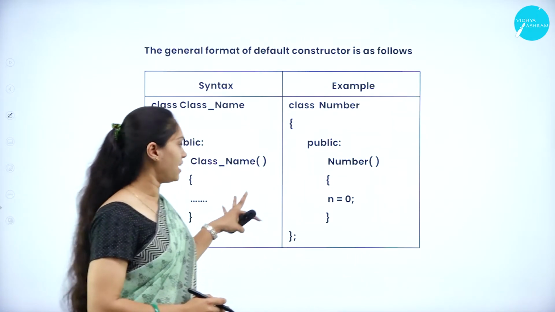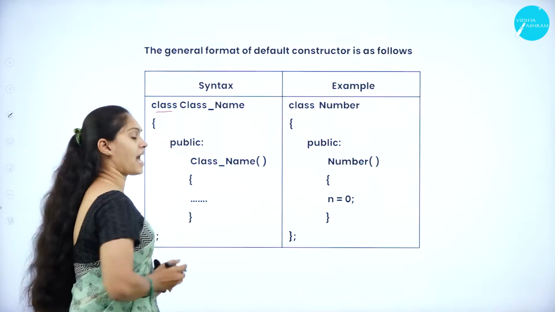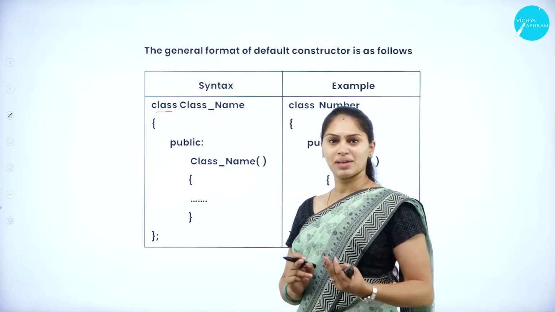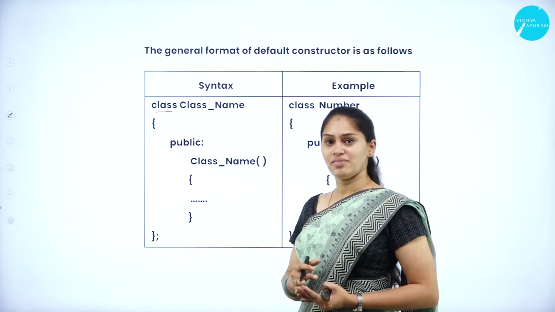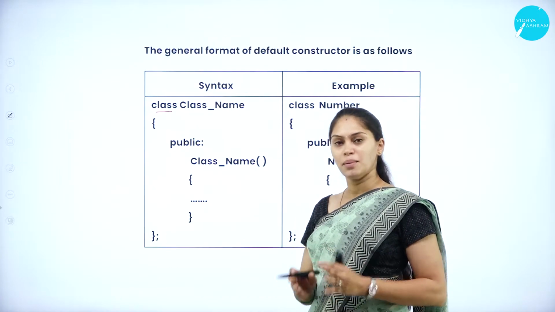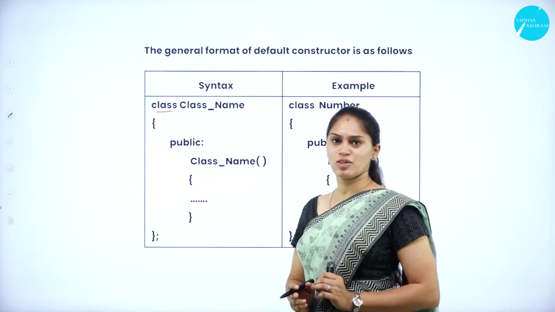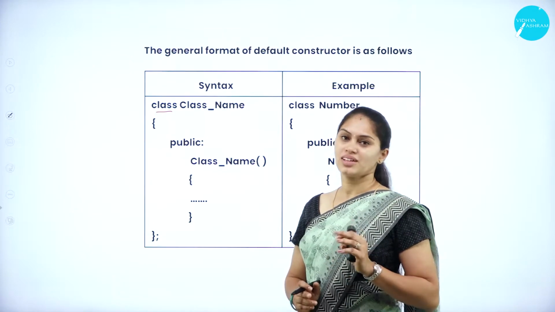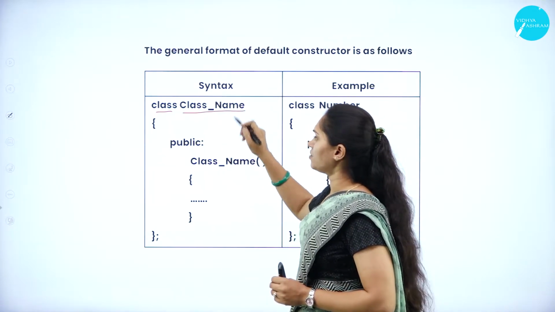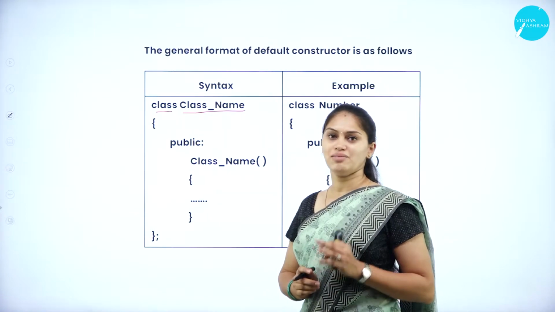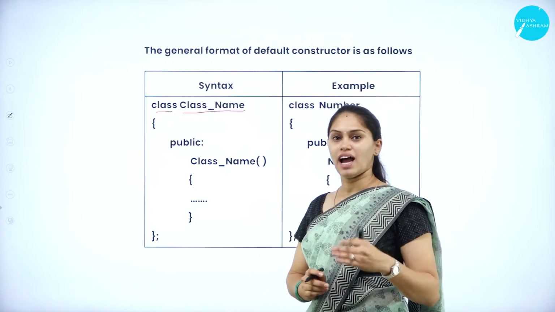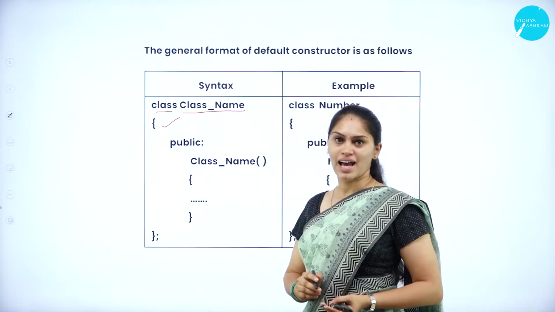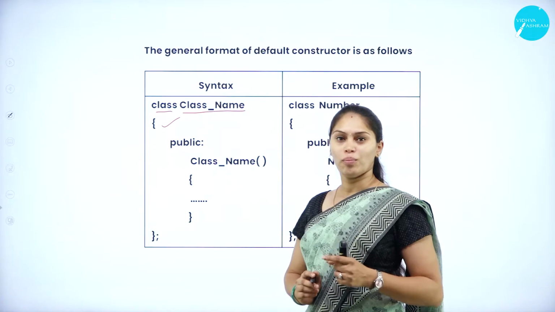Coming to the syntax, here I am specifying the class keyword, which means I am creating a class. In a class, we can have data members as well as member functions. A constructor is also a special member function, so it must be under the scope of the class itself. I need to give one unique name for the class in order to identify it as a class in my program. Then this opens the scope of the class.